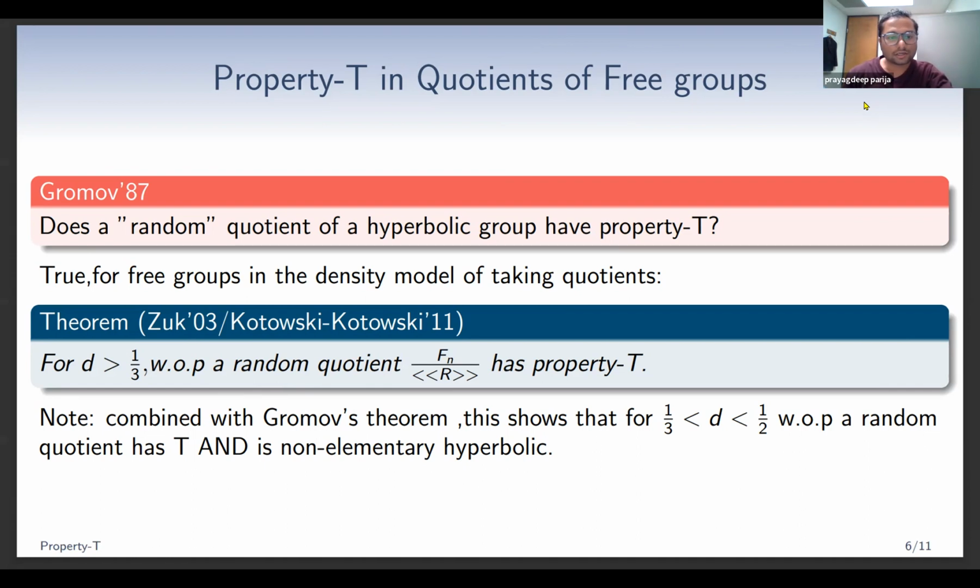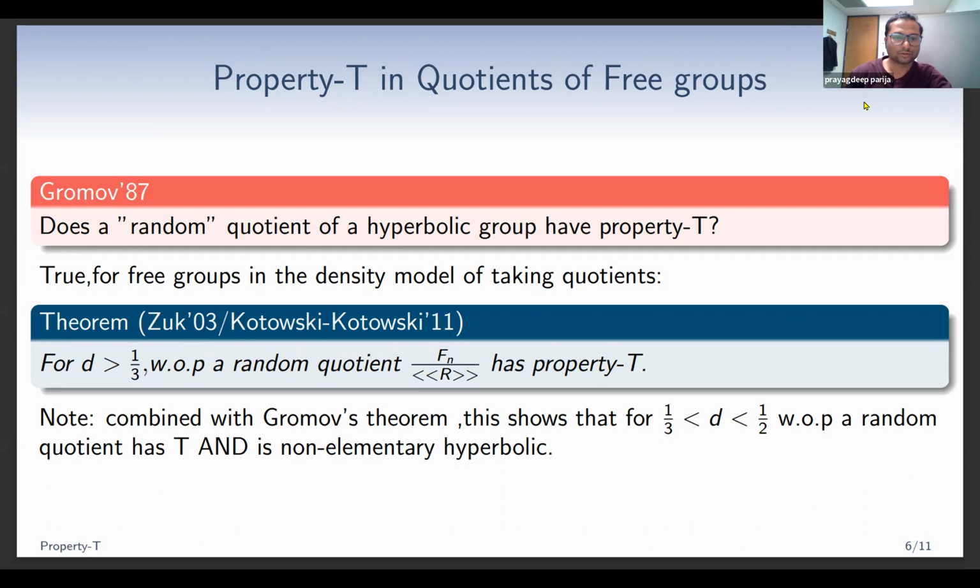So if you recall, for density less than half, so if you take less than a half, or square root, of the relators, Gromov's theorem says that your quotients are non-elementary hyperbolic. So the Zuk and Kotowski theorem combined with Gromov's theorem gives you a phase, density between 1/3 and a half, where your quotients have property T and they are non-elementary hyperbolic.